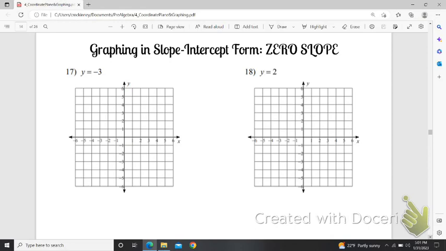They have 0 as a slope. Notice they only have a y. There is no x in the equation. It's like there are 0 x's. That's why the slope is 0. So this is only a y. There's no x. So it's just y equals a number.